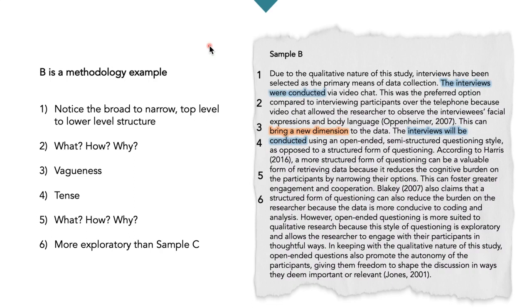There's a couple of examples of what, how, why, 2 and 5. If we just have a look at 2, you'll see that there's an example here. So we've said here that the qualitative nature of this study, interviews have been selected as the primary means of data collection. So that's the what, the interviews. And then the interviews were conducted via video chat. So that's how they were conducted. And then this was the preferred option compared to interviewing participants over the telephone, because video chat allowed the researcher to observe the interviewee's facial expressions and body language. So that's the why. That's the justification of why they did interviews, but more specifically, why they conducted the interviews via video chat.